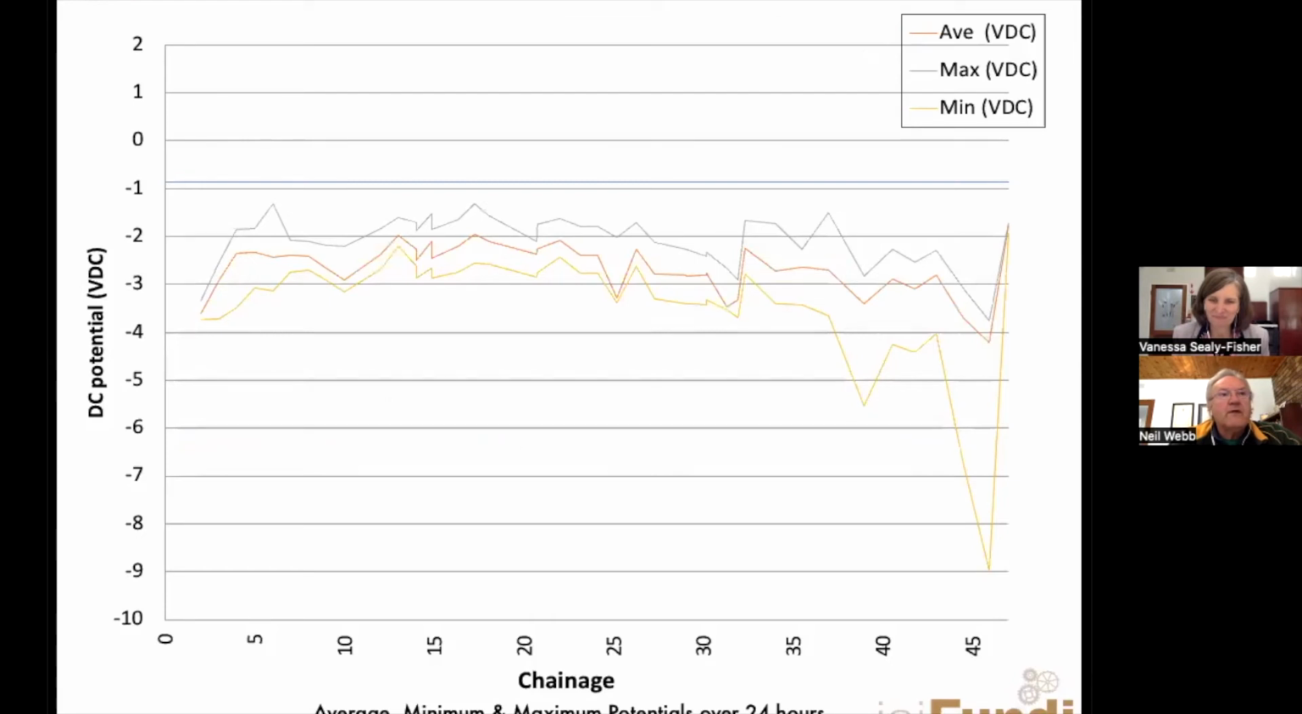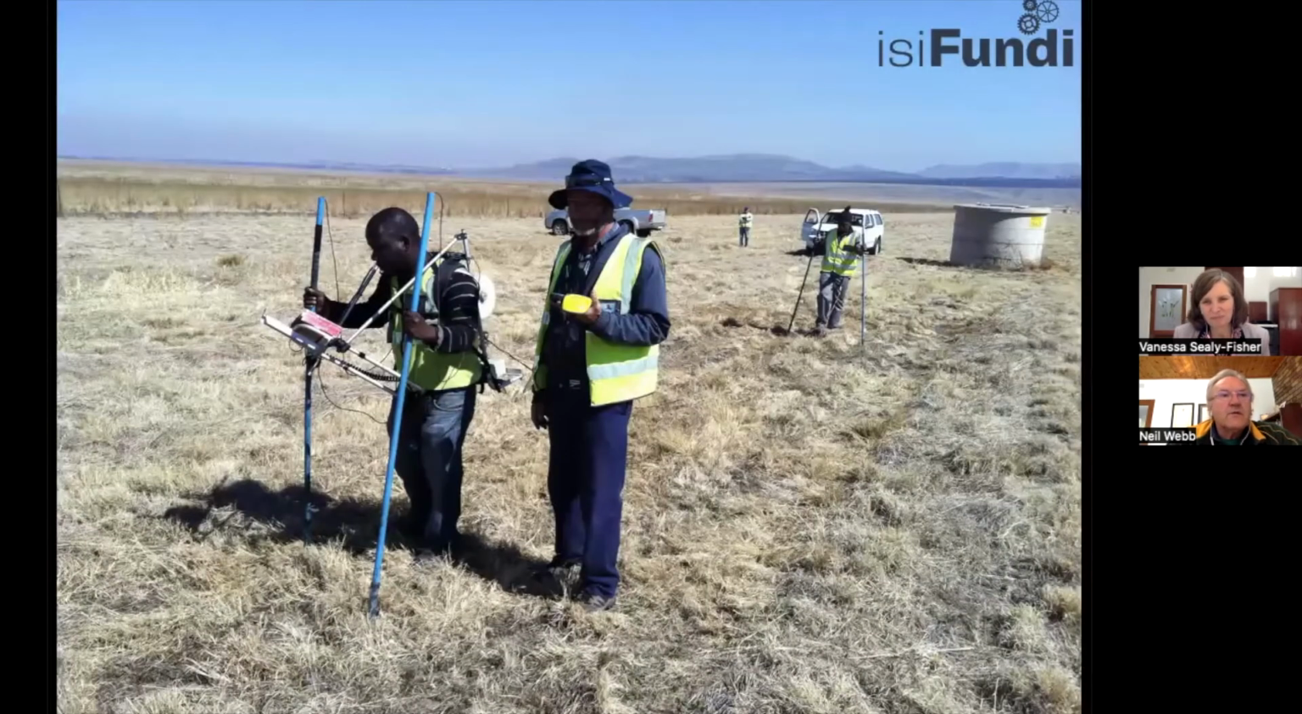And when you evaluated or looked at the stray current profile along the line, that's the minimum, average, and maximum negative potentials. And you can see that the extent of the stray currents was quite severe on the right-hand side of the graph here, where it crossed the railway line. There's the guys doing the close interval potential survey in order to locate defects.